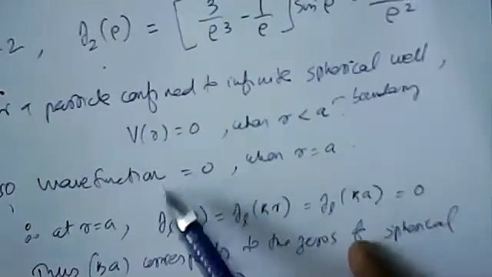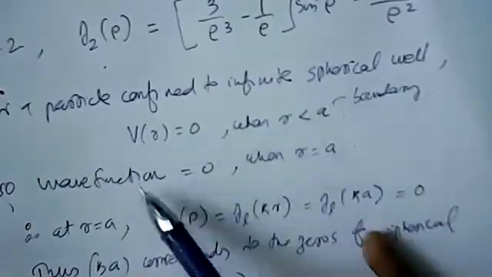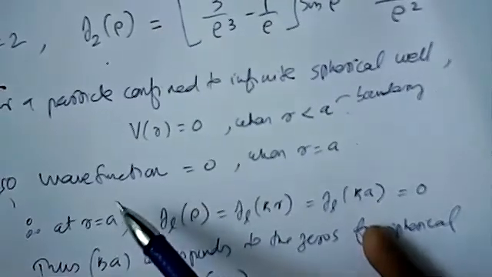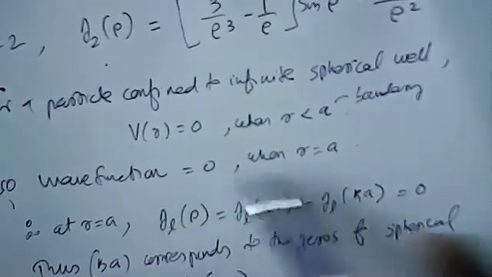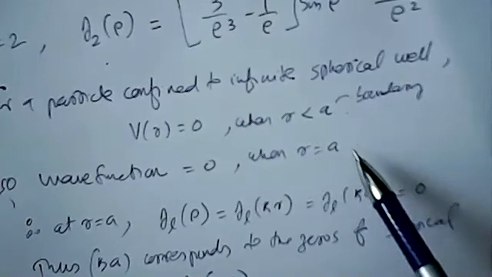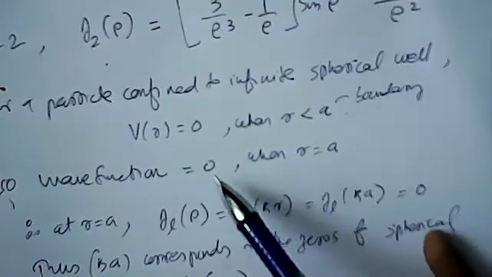Also, the potential is infinite at the boundary. So what happens to the wave function at the boundaries? The wave function becomes 0 when r equals 0, a. At the boundaries, the wave function vanishes.